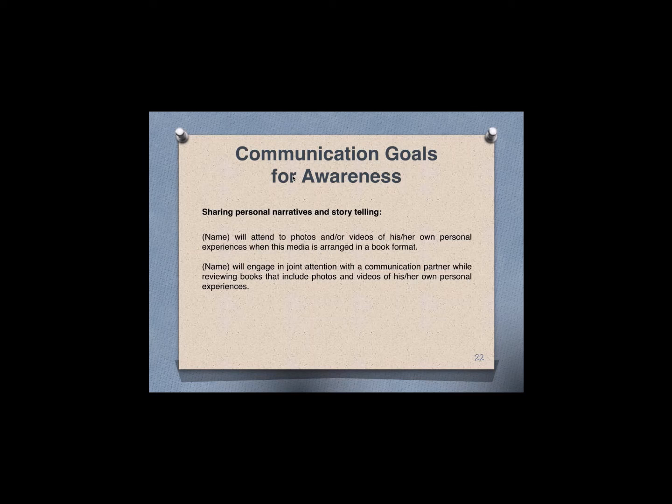And once they're attending to their own photos and videos, then the next step is that they're willing to engage in joint attention with someone else. So now we're talking about their life and all the things they do, maybe in a book format, looking at photos and videos of their life, but now they're having a social interaction with someone else. It's not just doing that on their own.